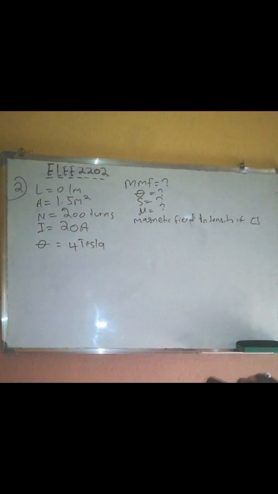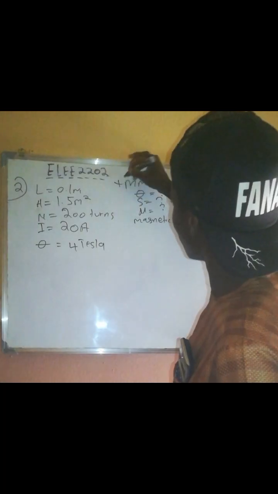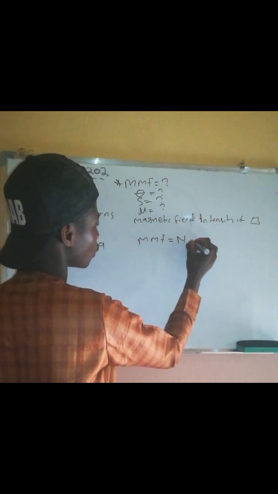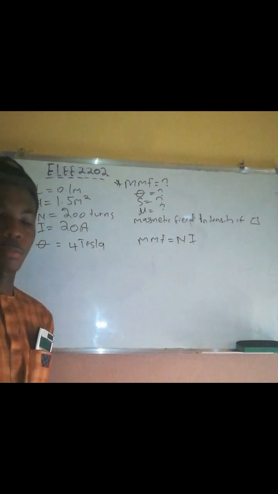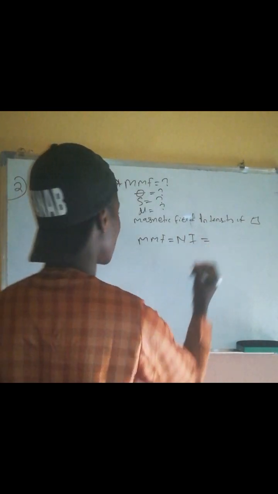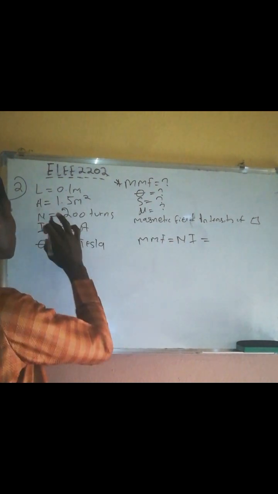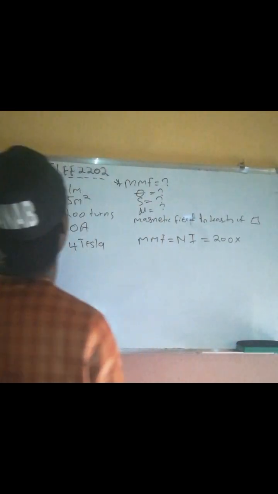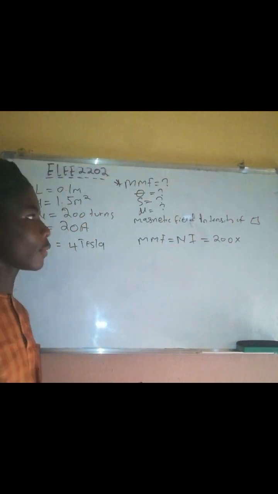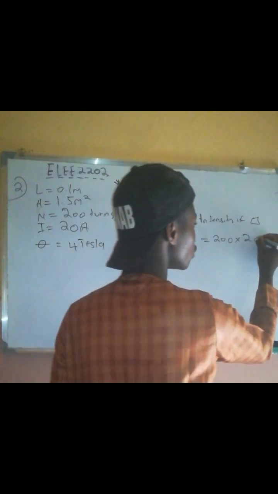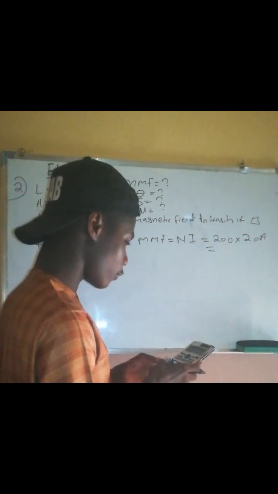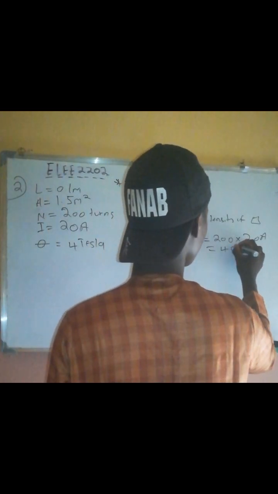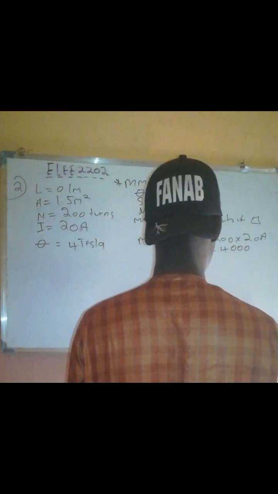So how can we solve the Magnetomotive force? We all know that the Magnetomotive force is equal to the number of turns multiplied by the current. The number of turns N is 200, multiplied by the current, which is 20 amp. Therefore the Magnetomotive force is 200 multiplied by 20, which is 4,000.